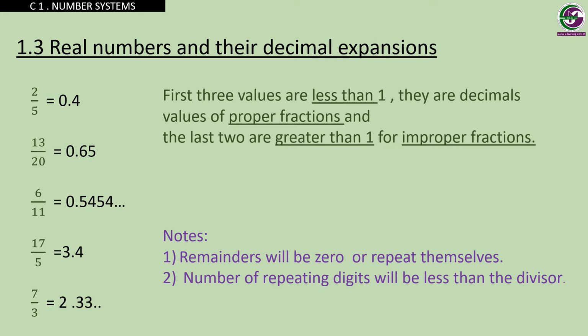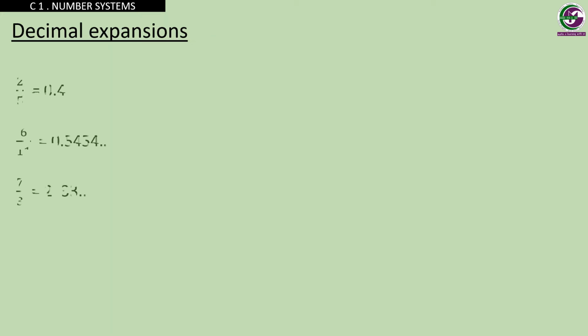Now the next property that you have to understand is how many digits are going to repeat. Only one digit or only two digits or more. The idea is that we look at the denominator. Look at this denominator 11. The number of digits that are repeating will never be more than 11. Maximum digits that will repeat is 10, the number just before 11. Or look at the last example, 7 by 3. The maximum number of digits it will repeat is 2, just before 3. Okay. Now, let us move on to more examples of proper fractions.